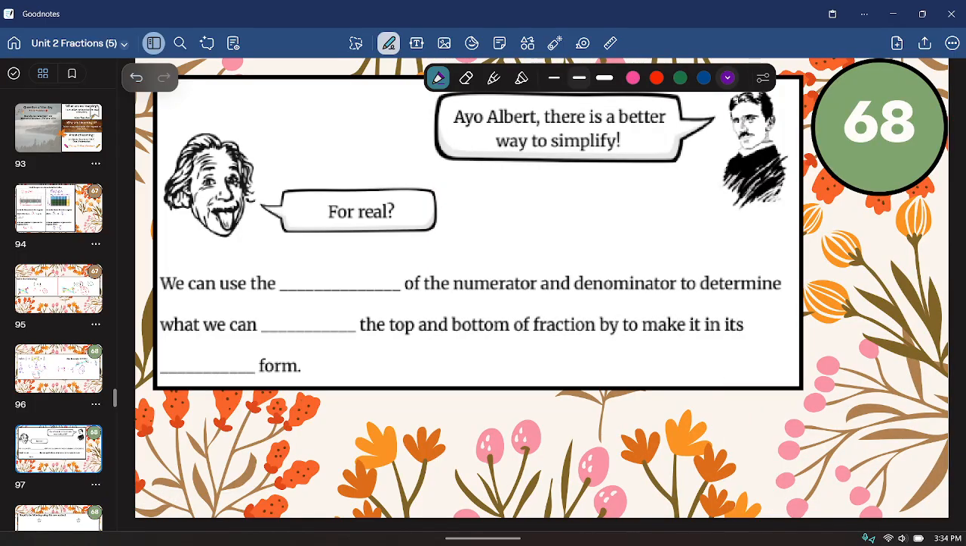All right, we have a cartoon. Nikola Tesla says, "Ayo, Albert, is there a better way to simplify?" Or there is a better way to simplify, my bad. And Albert Einstein says, "For real?"